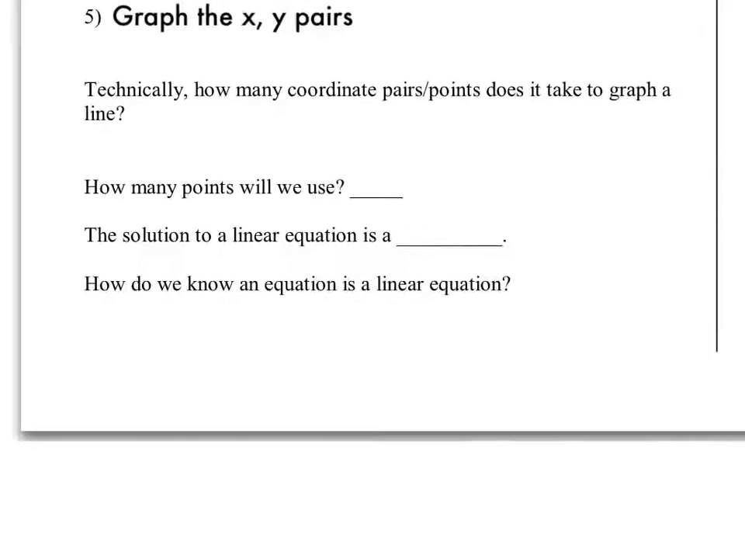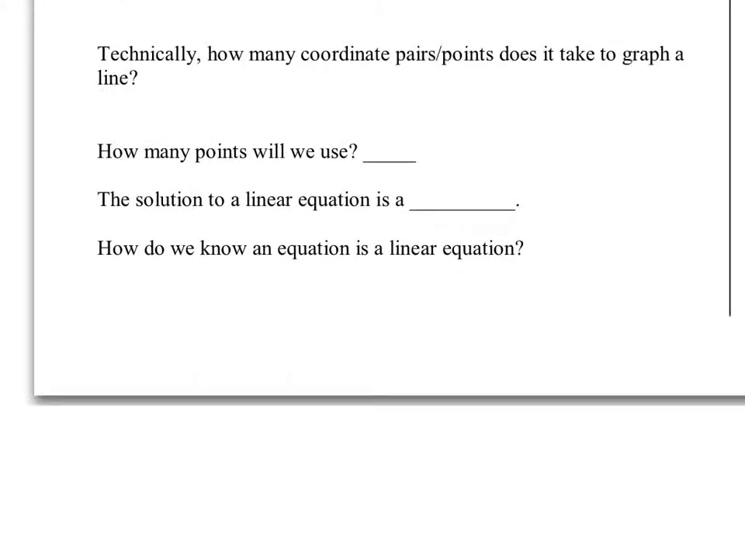All right. Technically, how many coordinate pairs does it take to graph a line? Show me the fingers. Those of you who are showing me 2 are correct. So technically, to graph a line, I just need 2 points, and sure enough, I can get a line through them.